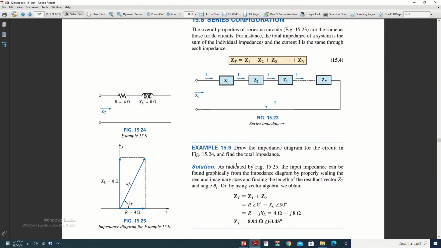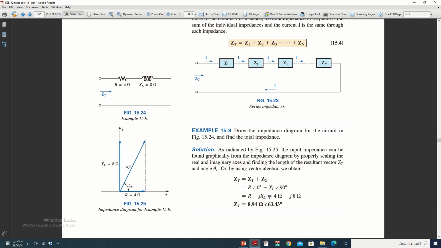Okay, we find the total impedance. We will add ZR with ZL. Z total is Z1 plus Z2, or you can write it ZR plus ZL. Z1 is R with angle 0, Z2 is XL with angle 90, so R plus j XL, since for 90 degrees we can write j. Some books write i. It is similar, i or j. This means complex number, rectangular form: 4 plus j 8, because the resistor is 4 and the inductor is 8.